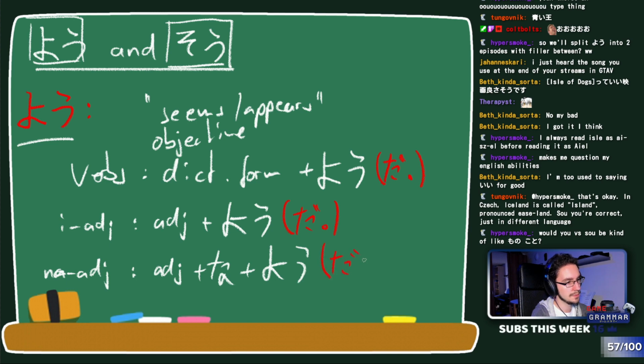My handwriting is becoming progressively worse. And for nouns, you use no. For nouns, you would use noun plus no plus yo.